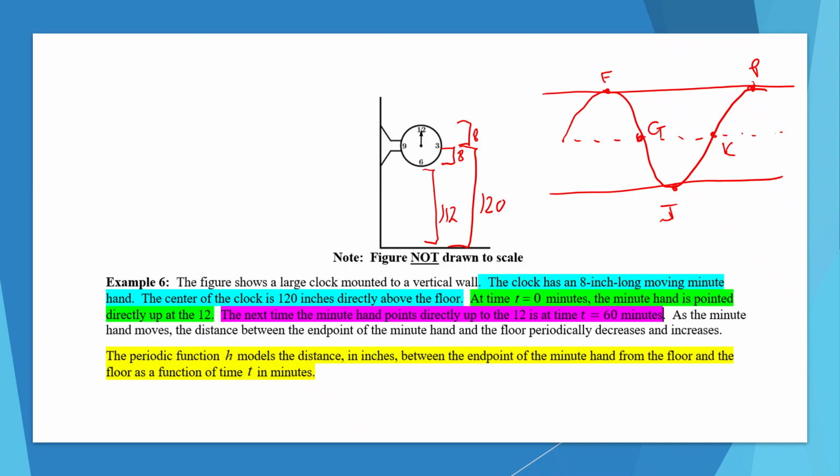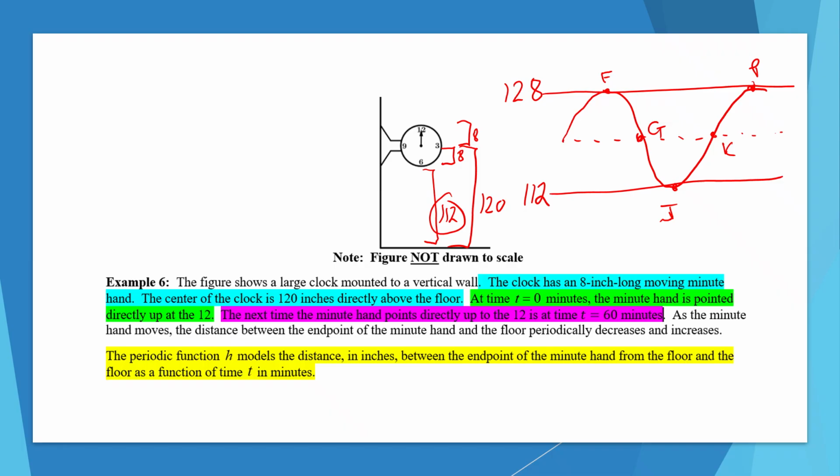Yeah. And so what is our maximum height from the floor? That's going to be 128, which is that total right there. And so let me erase that so we can label our diagram. This right here, I would write the number 128 right there. What is the closest we can get to the floor? That's going to be 112. So I would write that and label our diagram.